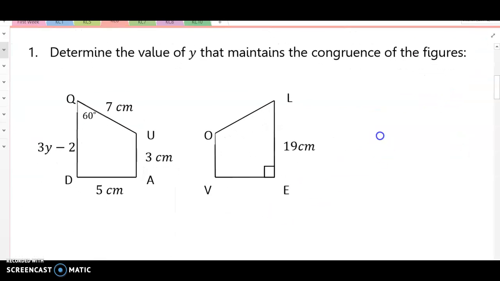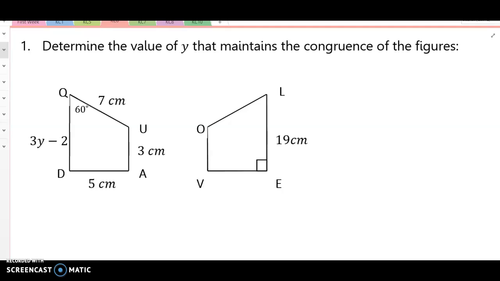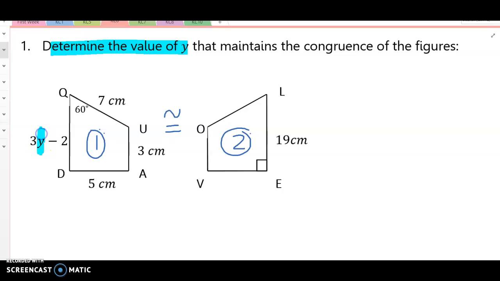So for number 1, it says determine the value of y that maintains congruence of the figure. So that means we're trying to make figure 1 congruent to figure 2. Okay, so we're trying to figure out the value of y. So here's the variable y. We have to figure out what number y is in order for these two quadrilaterals to be congruent. So in order to be congruent, same size, same shape.